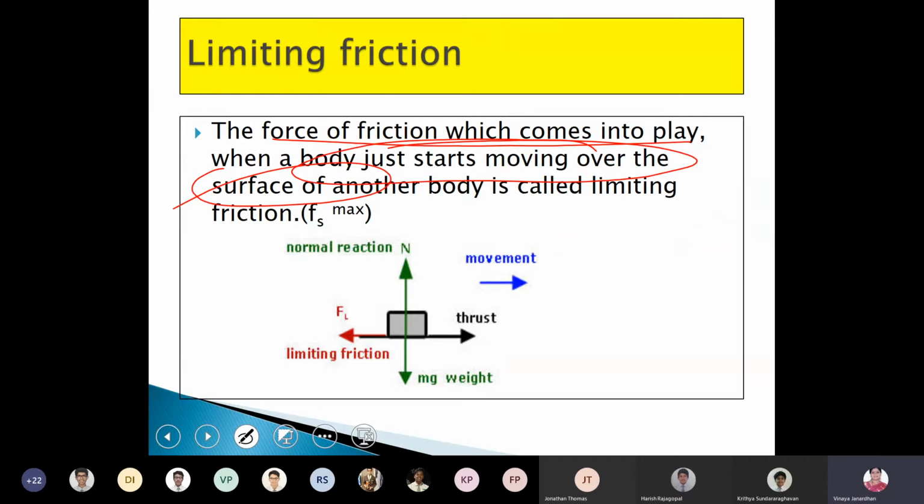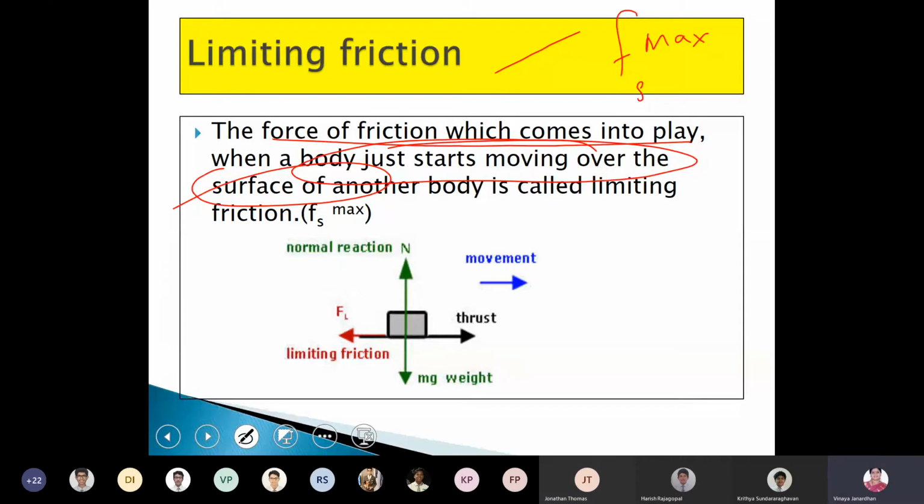There will be a frictional force acting. The moment you apply a force, there will be a frictional force acting on the body. And if the body begins to slide, then the maximum value of the frictional force that comes into play, we call it as limiting friction. We denote it by Fs maximum, the maximum value a static friction can take, so that the body just begins to slide. We call it as Fs maximum.